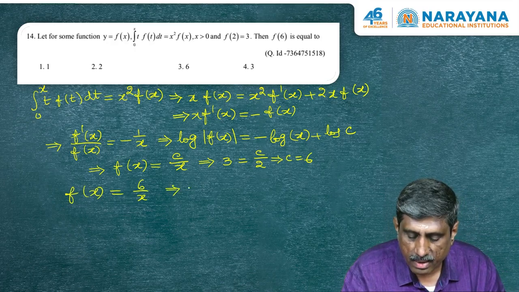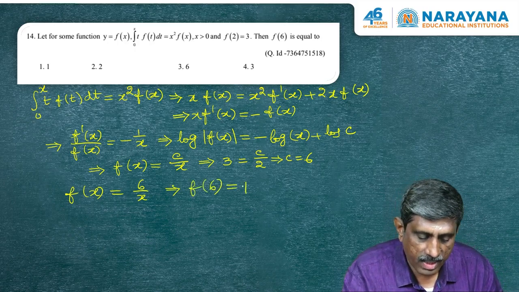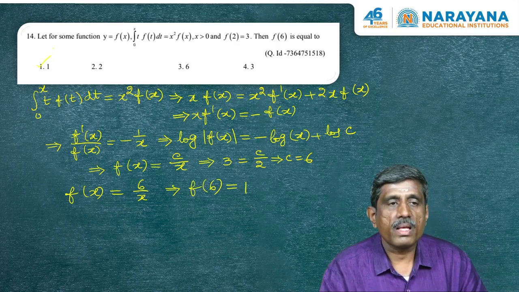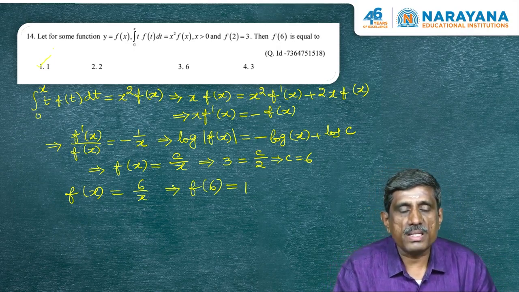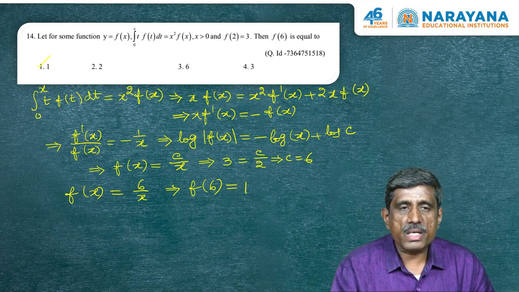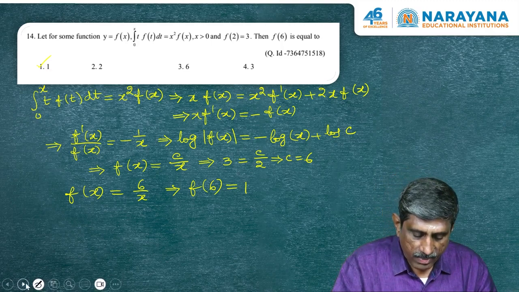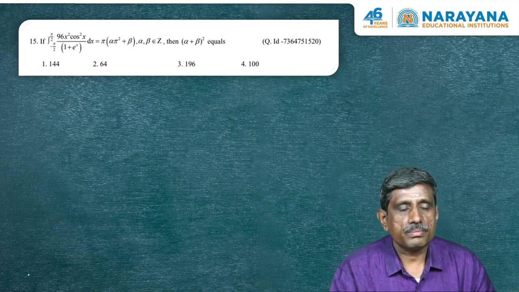We are asked to find what is the value of f of 6. F of 6 is equal to 1 is the correct answer. Option A. F of 6 is equal to 1 is the correct answer. Regular question under differentiation of definite integrals, Newton-Leibniz formula. Let us move on to the next question.